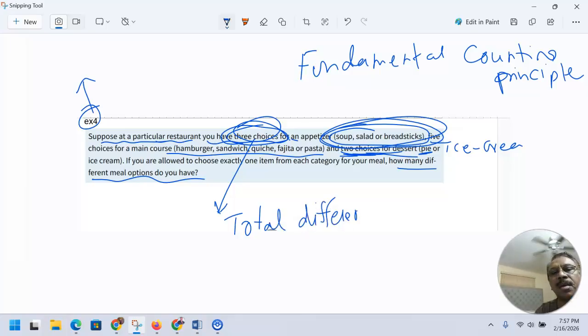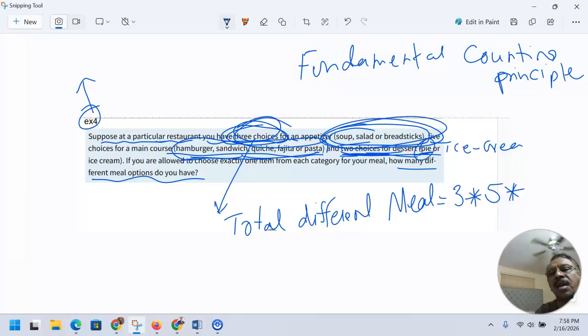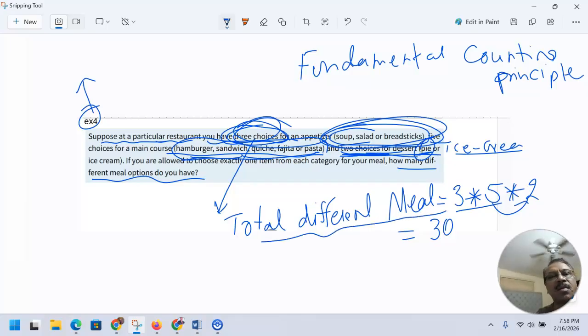Okay, the total different meals will be: the first one is selecting the appetizer, you have three options. Once that is done, you select the main course, which has five options, so multiply by five. And once you are done, you have two choices, pie or ice cream, so you multiply by two. You get 3 times 5 is 15, and 15 times 2 is 30 total different meals, and you're done. So simple, right? Let's move on.